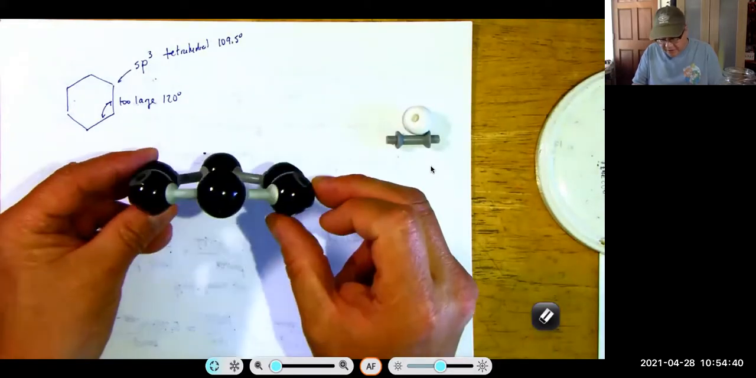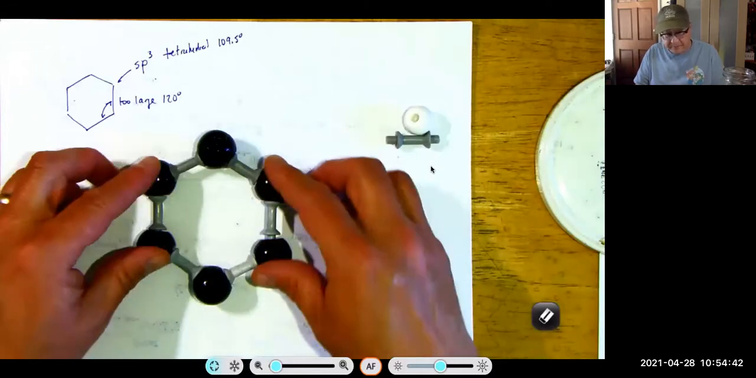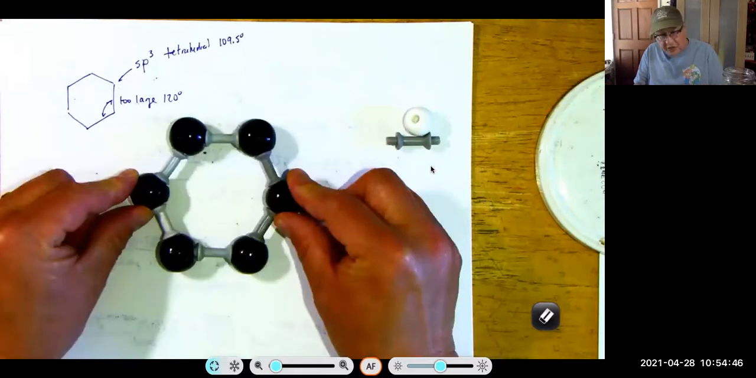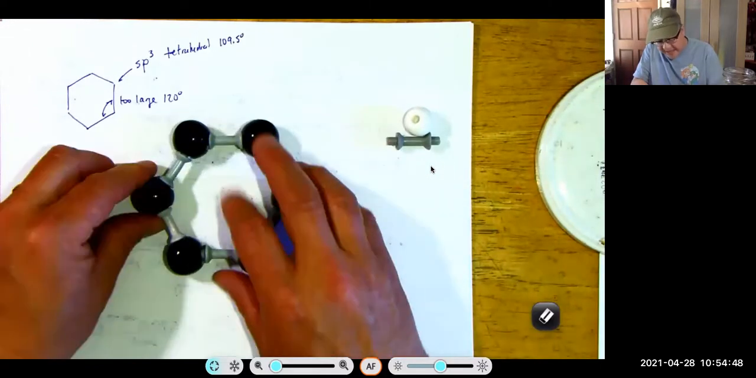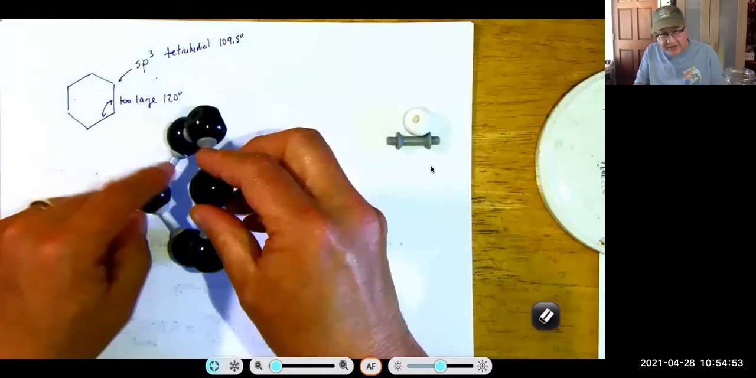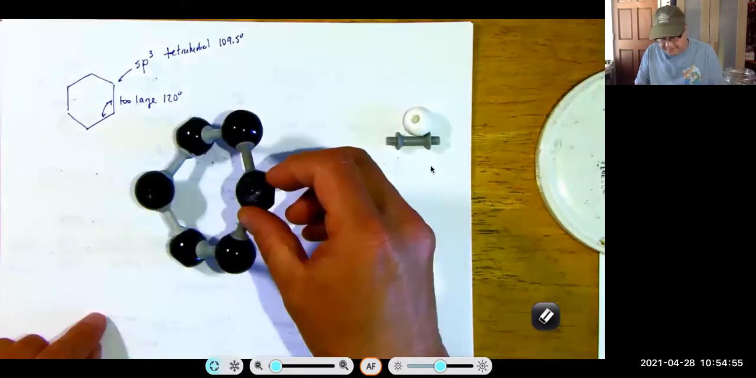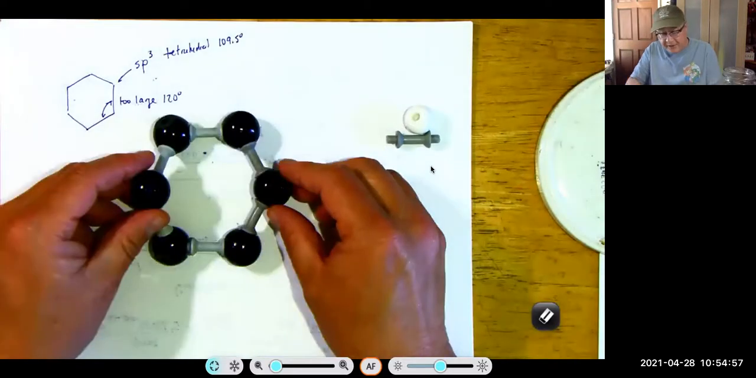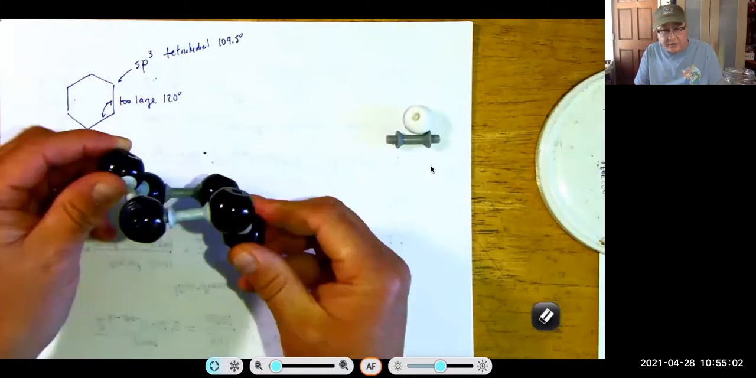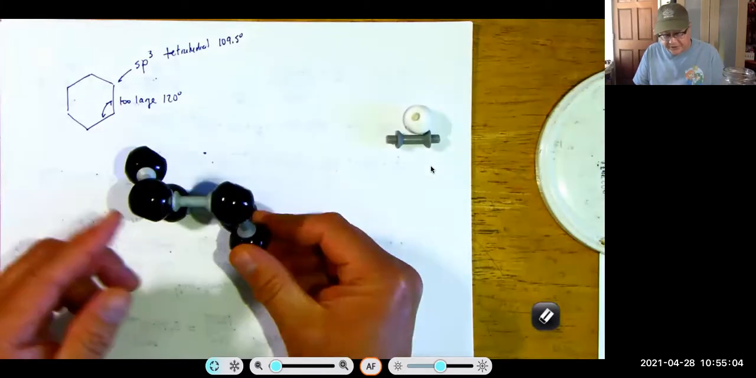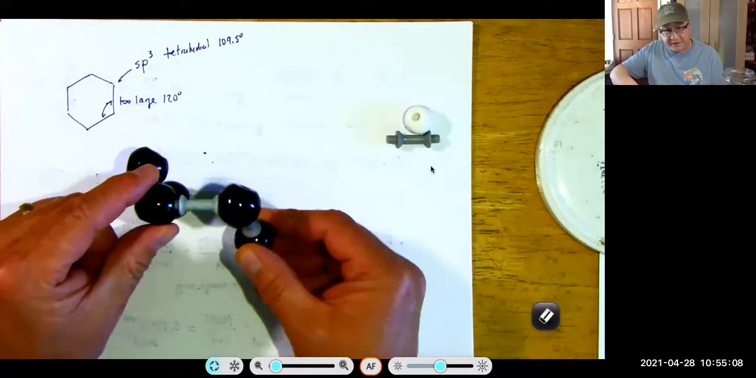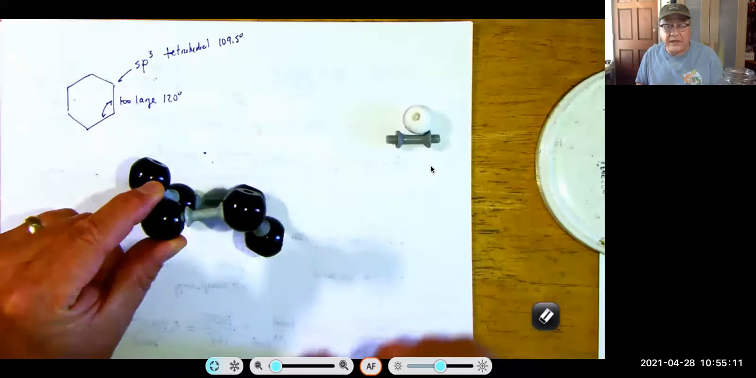Now, these angles are about 120 degrees. What I'm going to do to make this more stable is I'm going to take this carbon and raise it like that. And what you can see is that the angle is going to change a little bit. It's going to become smaller. And I'm going to take this and push it down. And I have what's called the chair form. So can you see from the side that this is the head of the chair, this is the seat of the chair, this is the foot of the chair, like a recliner.